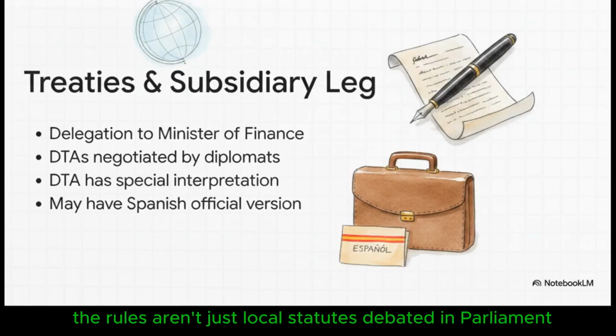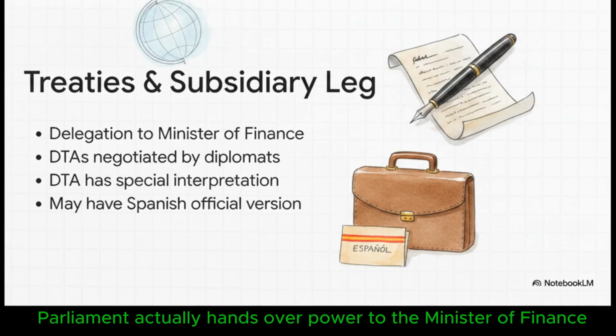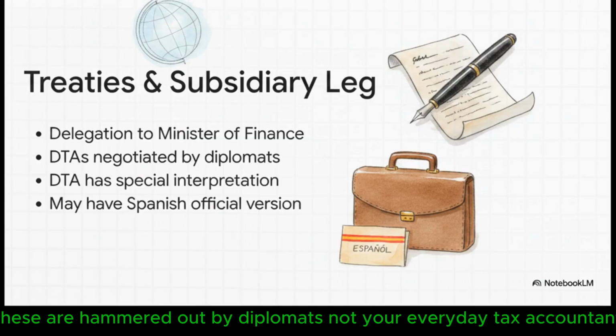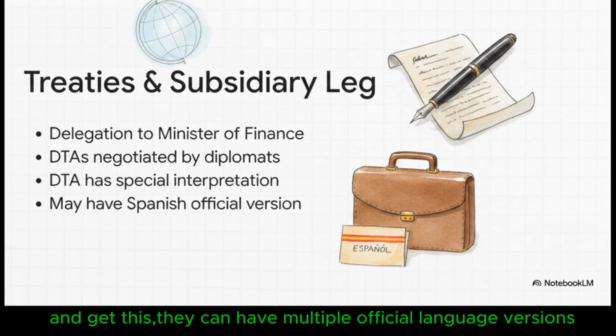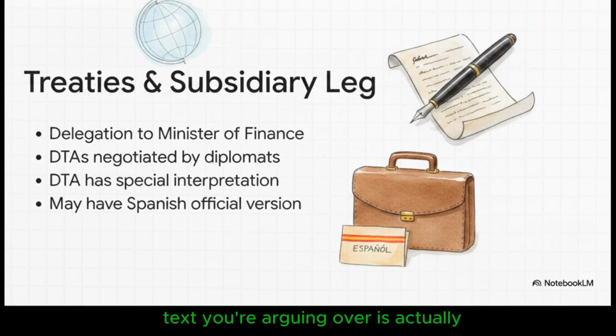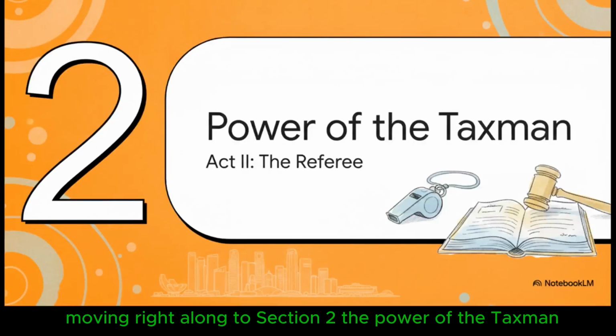The rules aren't just local statutes debated in Parliament. Parliament actually hands over power to the Minister of Finance to create subsidiary legislation. And on top of that, you have international treaties like double taxation agreements or DTAs. These are hammered out by diplomats, not your everyday tax accountants. And get this, they can have multiple official language versions. Imagine trying to win a tax dispute where the defining text you're arguing over is actually the Spanish version of the treaty. Crazy, right? Moving right along to Section 2, the power of the taxman.